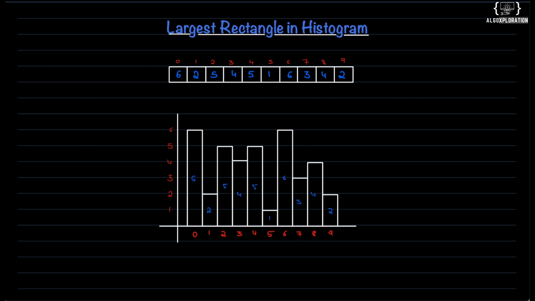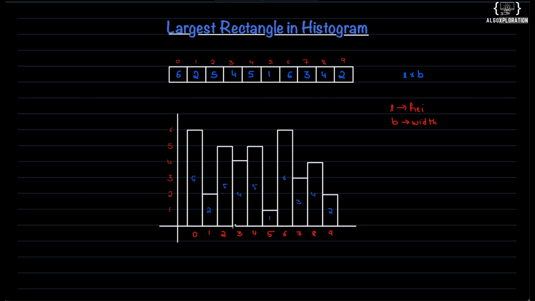And we know that the area of a rectangle is nothing but length times breadth, right? But over here, the length will be the height and the breadth is the width. So for this rectangle, the height is 4 and the width is 3. So 12 will be the area of this rectangle. Basically we need to find the area of the rectangles and return the largest area.